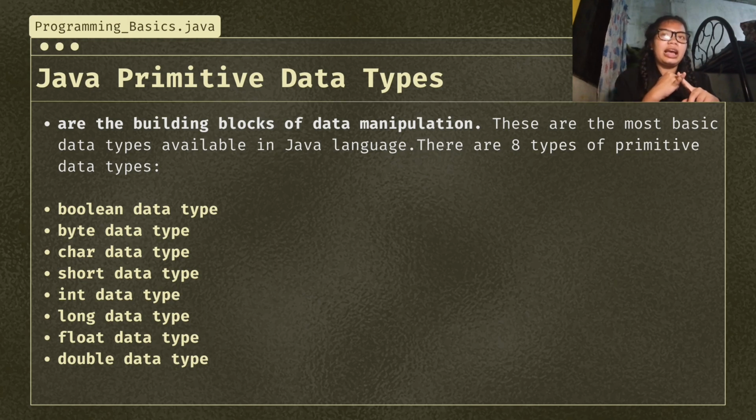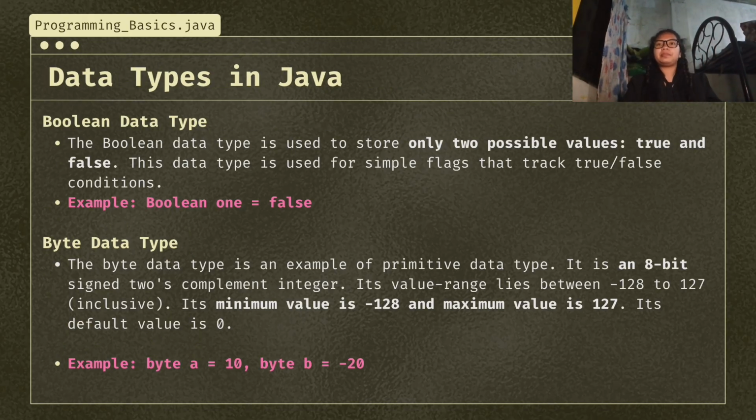The boolean data type, byte data type, char or character data type, short data type, integer or int data type, long data type, float data type, and double data type. Then, let's see each kind. The boolean data type stores only 2 values: true or false. It's used for conditions, flags, and decision making. The size is not precisely defined but treated as 1 bit.